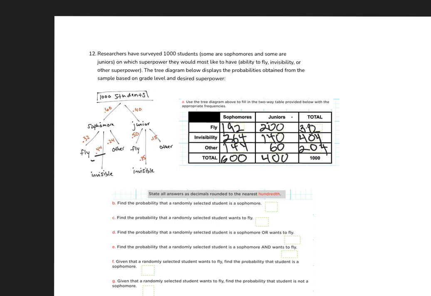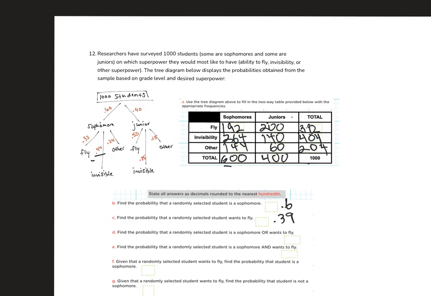Okay, so now we want decimals rounded to the nearest hundredths. So the probability that a randomly selected student is a sophomore is 600 out of 1,000, so this is equal to 0.6. The probability that a randomly selected student wants to fly is 392, our row total for flying, out of 1,000, and so we are rounding to the nearest hundredth, so it would be 0.392, which rounds to 0.39.